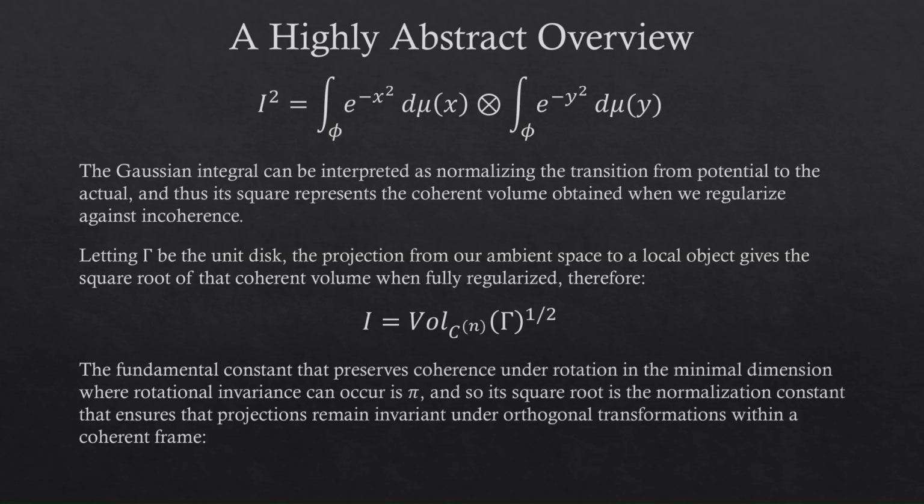The fundamental constant that preserves coherence under rotation in the minimal dimension where rotational invariance can occur is the constant pi. And so its square root is the normalization constant that ensures that projections remain invariant under orthogonal transformations within a coherent frame. So our volume within the nth coherence class of gamma to the power of 1/2 is equal to the square root of pi. And in fact, this is why the square root of pi and factors of pi appear all throughout Hilbert space measurements in quantum mechanics.